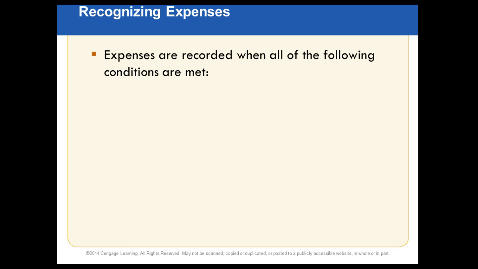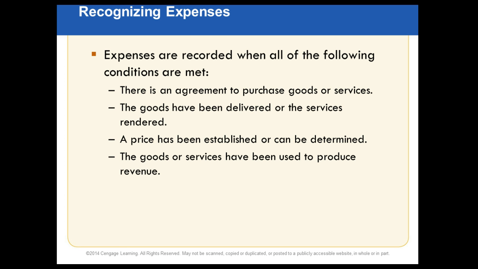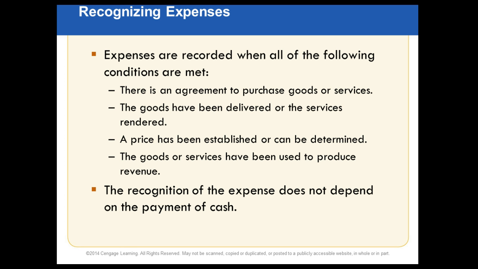Expenses are recorded when all of the following conditions get met. There's an agreement to purchase goods or services. The goods have been delivered or the services have been rendered. The price has been established or can easily be determined. And the goods or services have been used to produce the revenue. That makes sense, doesn't it? There's an agreement. There's been an exchange. A price is known. And whatever those goods or services are, you have utilized them to help produce money. The recognition of the expense doesn't depend on when the cash gets paid. It's that the expense has been incurred.